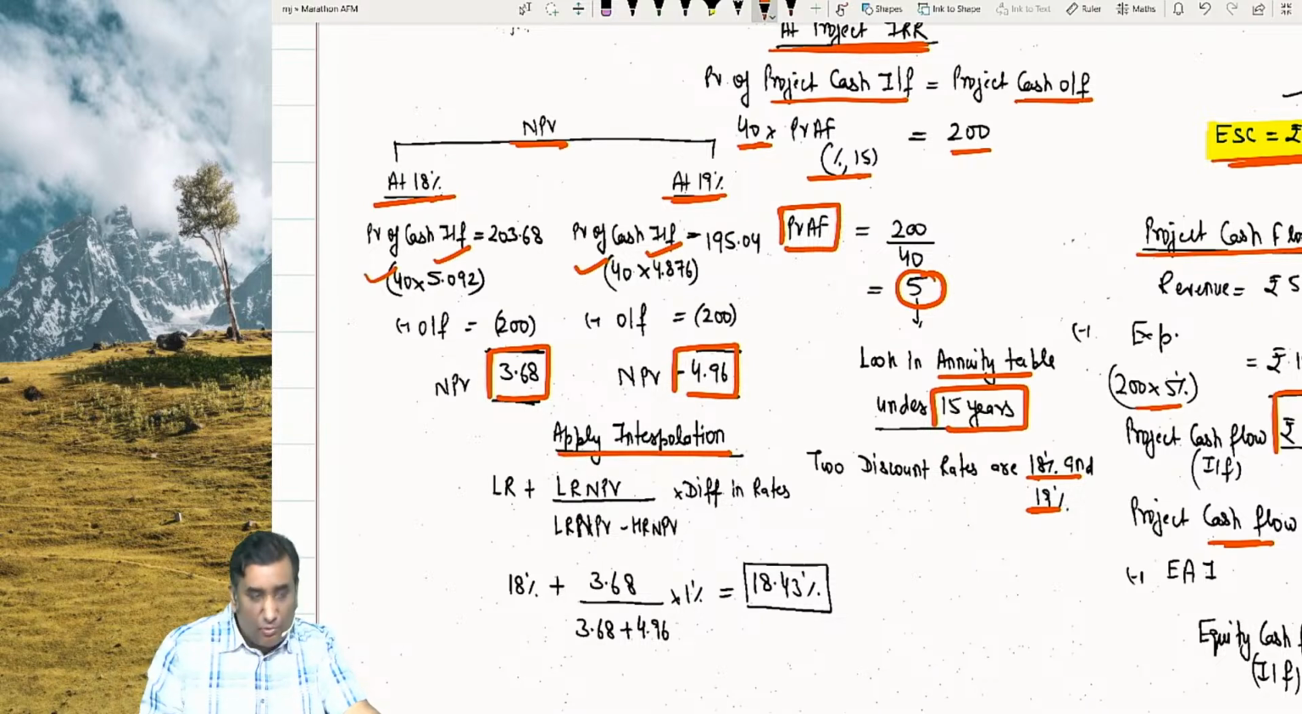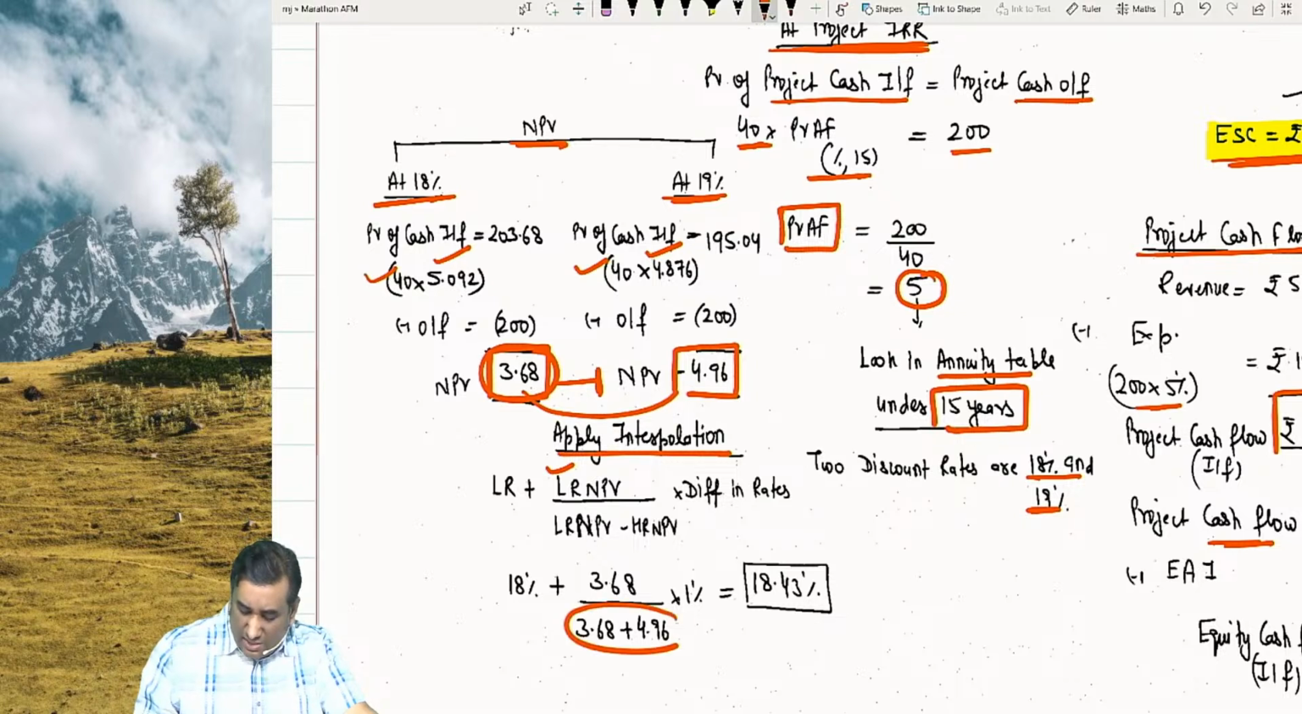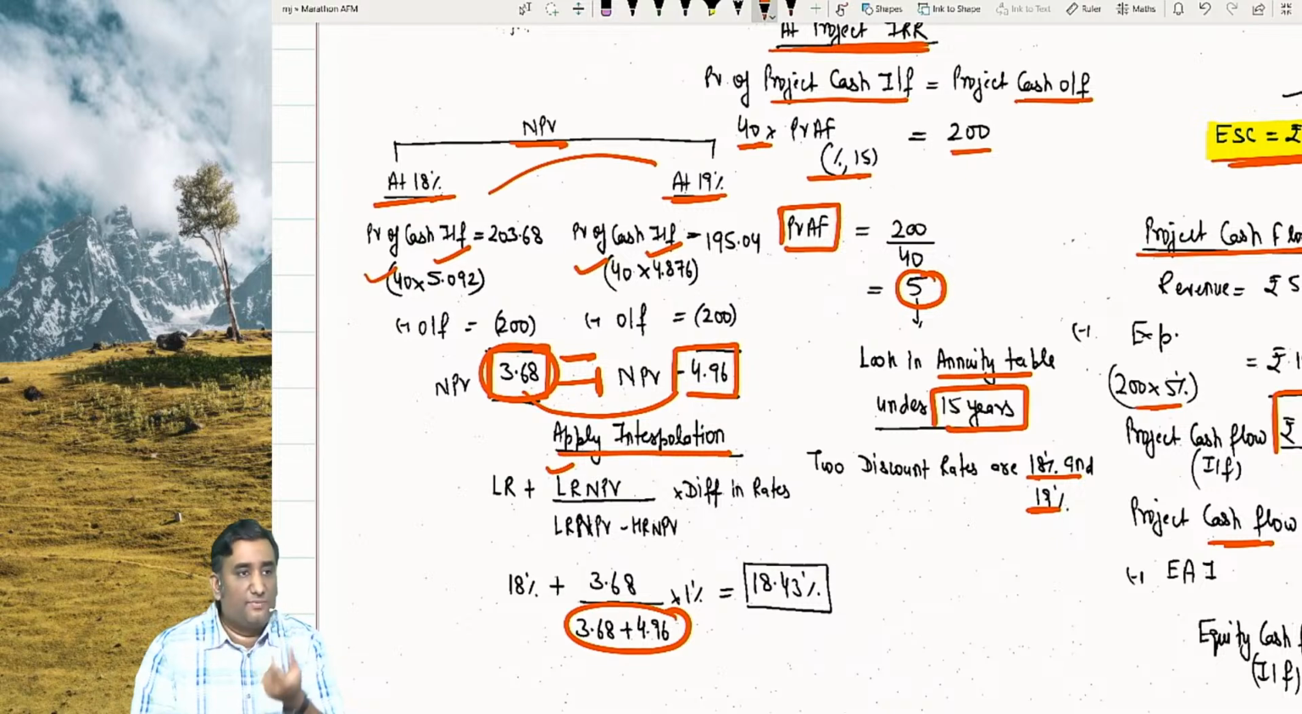When I apply the interpolation, lower rate plus lower rate NPV divided by lower minus higher NPV, actually it's a unitary method which shows how this formula is built up, sir. We are standing at 3.68, lower rate NPV, I need to move 3.68. When I move from this to this, my total distance is this. So if this is for 1%, I need to move only this much. How much is for that part? That's a unitary method we are applying. So my answer comes what? 18.43. Now sir, how do I read 18.43? It means on the project as a whole, I have earned a return of what?